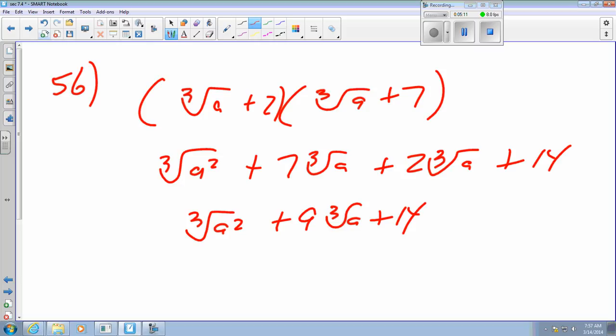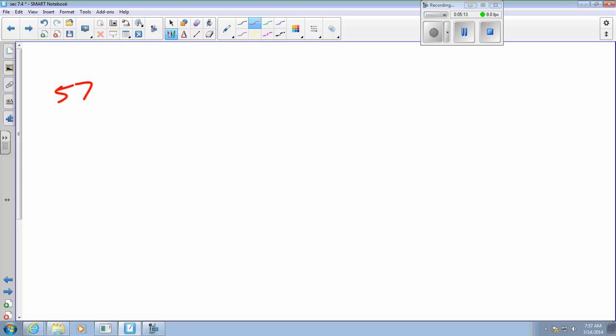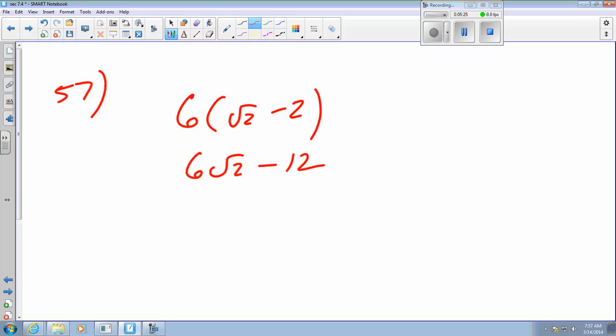Number 57. I have 6 times the square root of 2 minus 2. 6 times the square root of 2 is 6 square roots of 2, and 6 times 2 is 12.